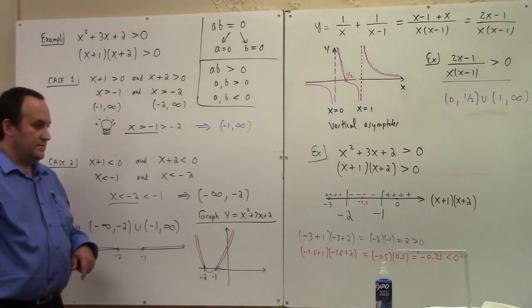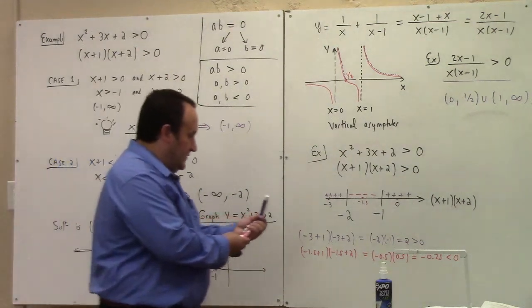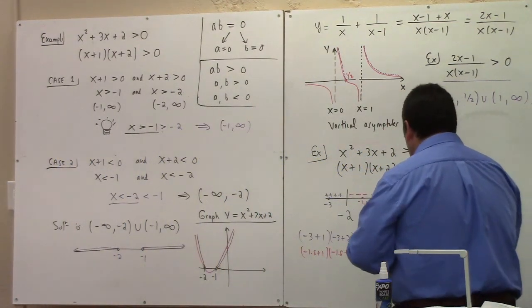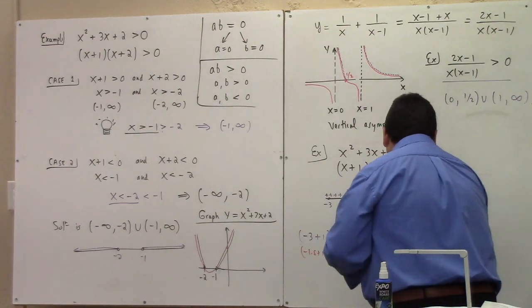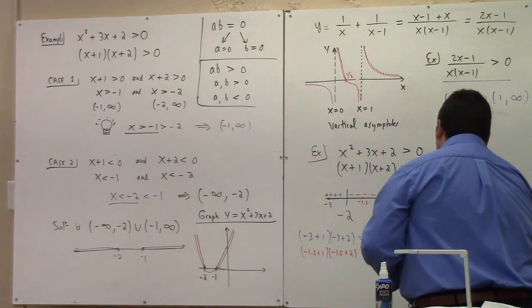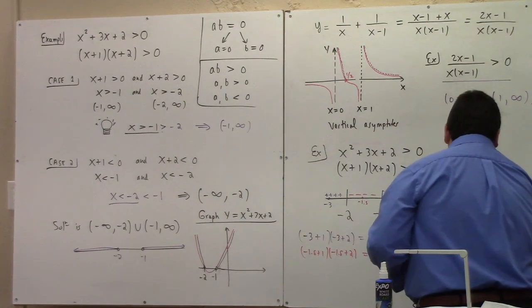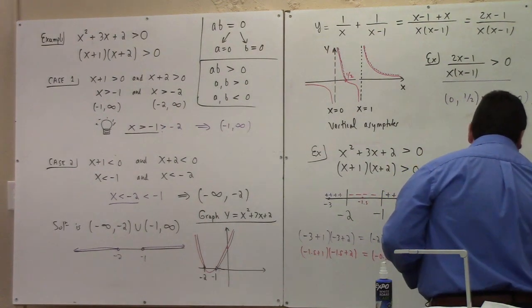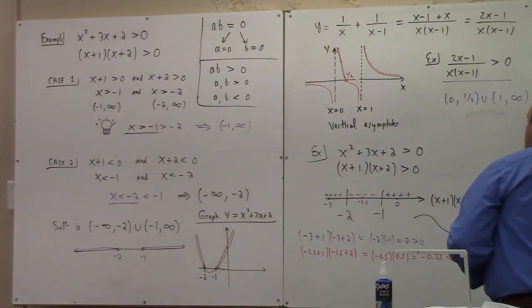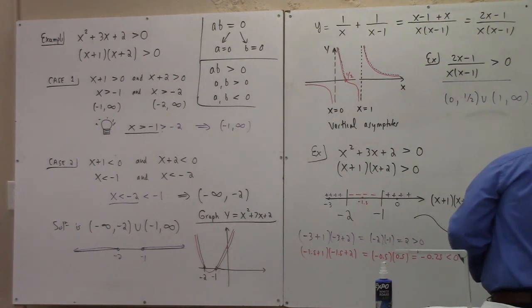So, again, from this, I can immediately tell you that minus infinity to minus 2 union with minus 1 to infinity solves x squared plus 3x plus 2 greater than 0.